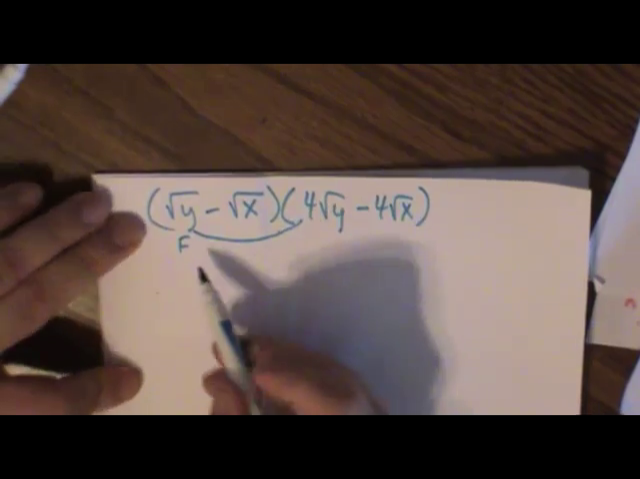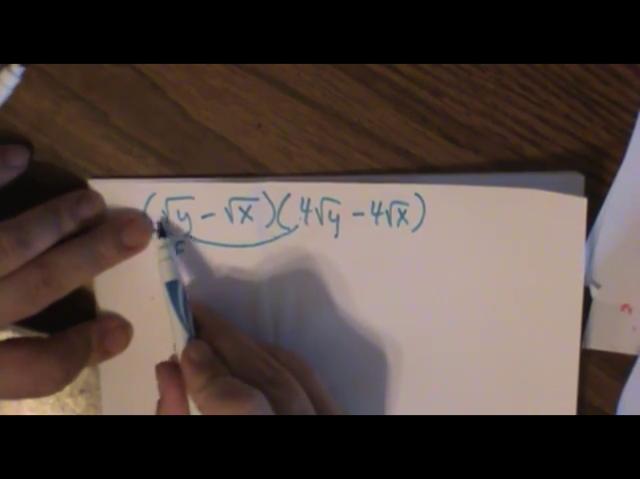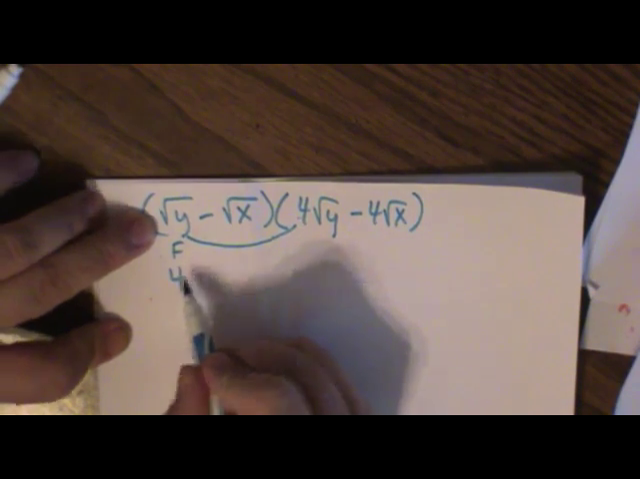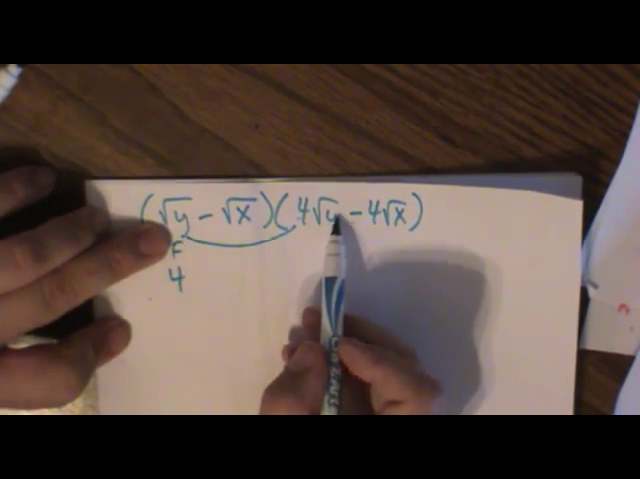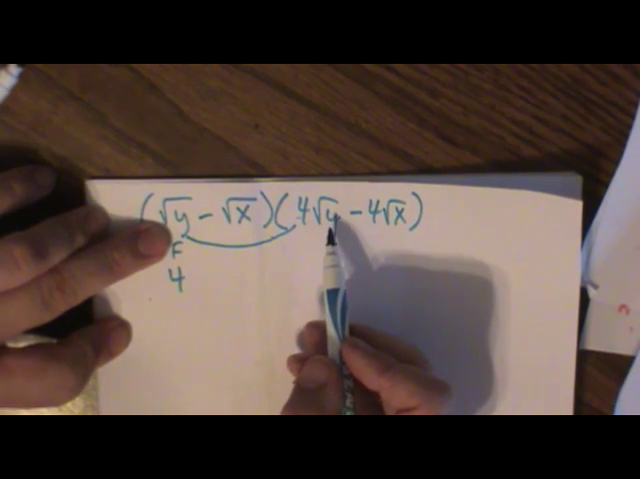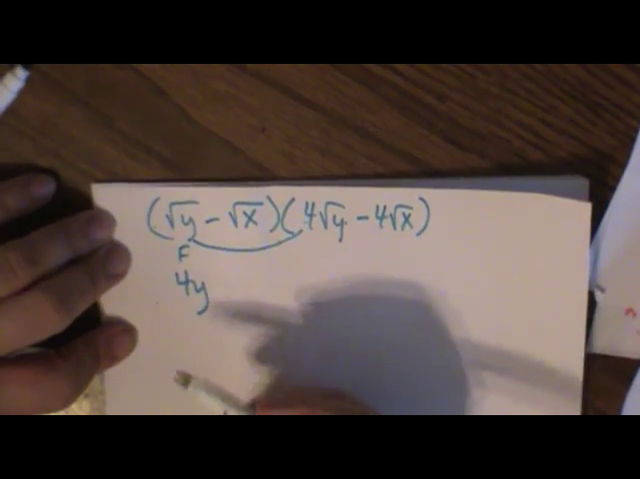First times first. Positive times positive is positive. 1 times 4 is 4. Then we have inside, y times y, which when you have the square root of y squared, you get y. So we're just going to bring that out.